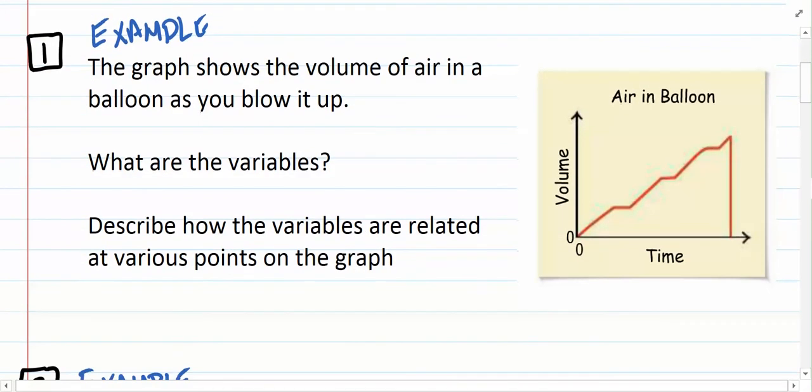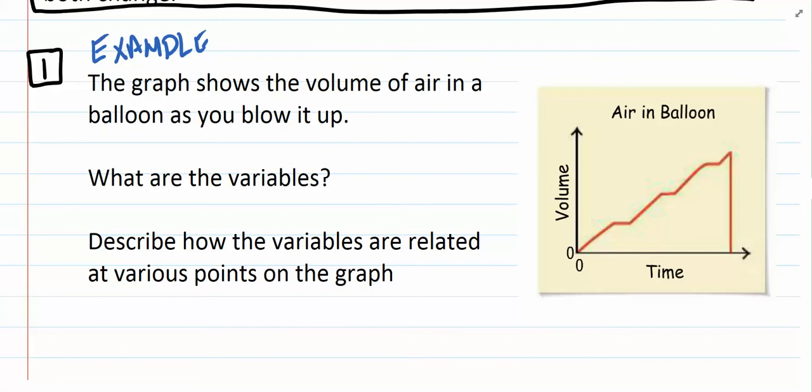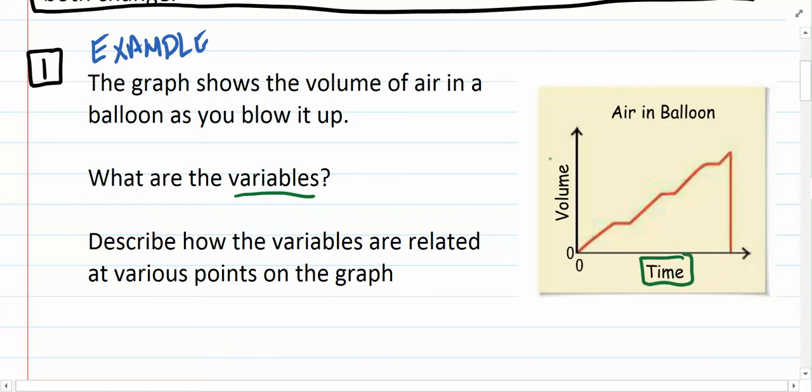Okay, first box, number 1, is an example. It says the graph shows the volume of air in a balloon as you blow it up. And the picture is over here, and this makes sense, okay? It says, what are the variables? Well, the variables are the two things that we are relating to each other. So the variables are time versus volume. Time represents basically the x-axis, volume represents the y-axis.